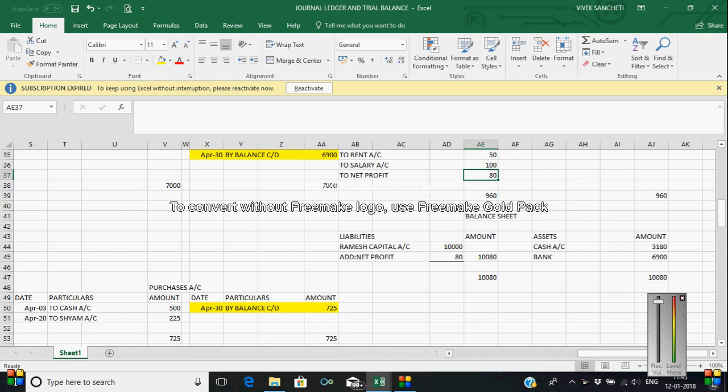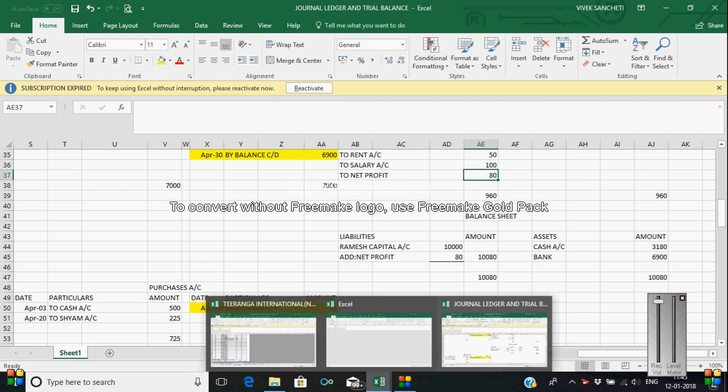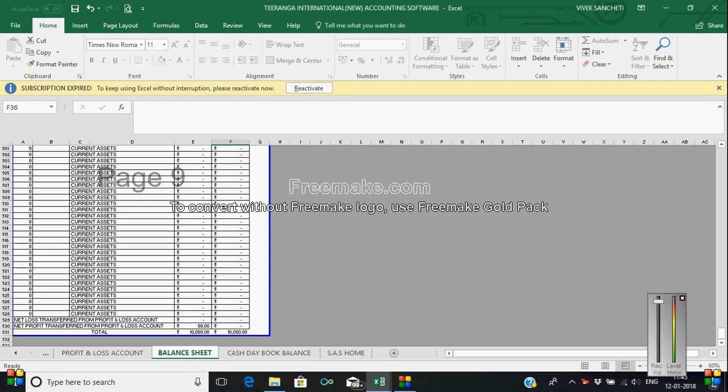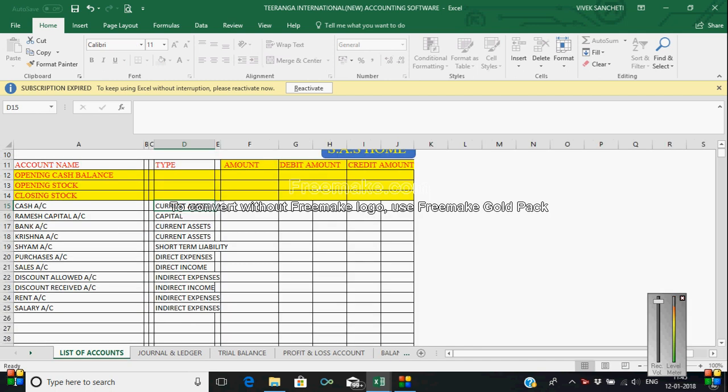Now in the software what I did is that, so this was the software. First of all I classified how many accounts were there in the transactions. There were a total of 11 accounts. So I wrote all 11 accounts here: cash account, Ramesh capital account, bank account, Krishna account, Shyam account, purchases account, sales account, discount allowed, discount received account, rent account, salary account. This I wrote here manually, and then I classified it. Classification was only from the items which were there in the list. Fine. So I classified it.